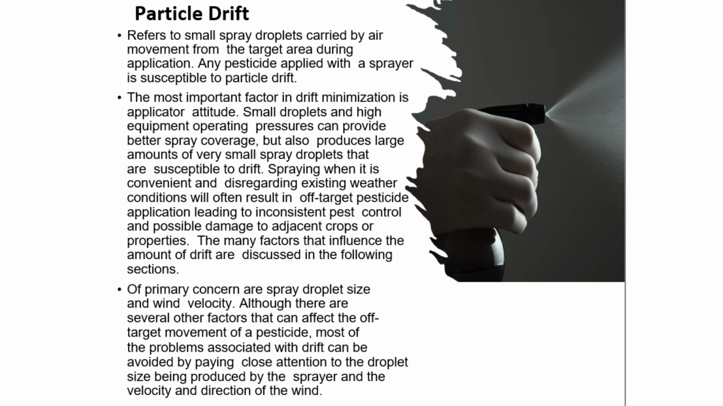Of primary concern are spray droplet size and wind velocity. Although there are several other factors that can affect the off-target movement of a pesticide, most of the problems associated with drift can be avoided by paying close attention to the droplet size being produced by the sprayer and the velocity and direction of the wind.